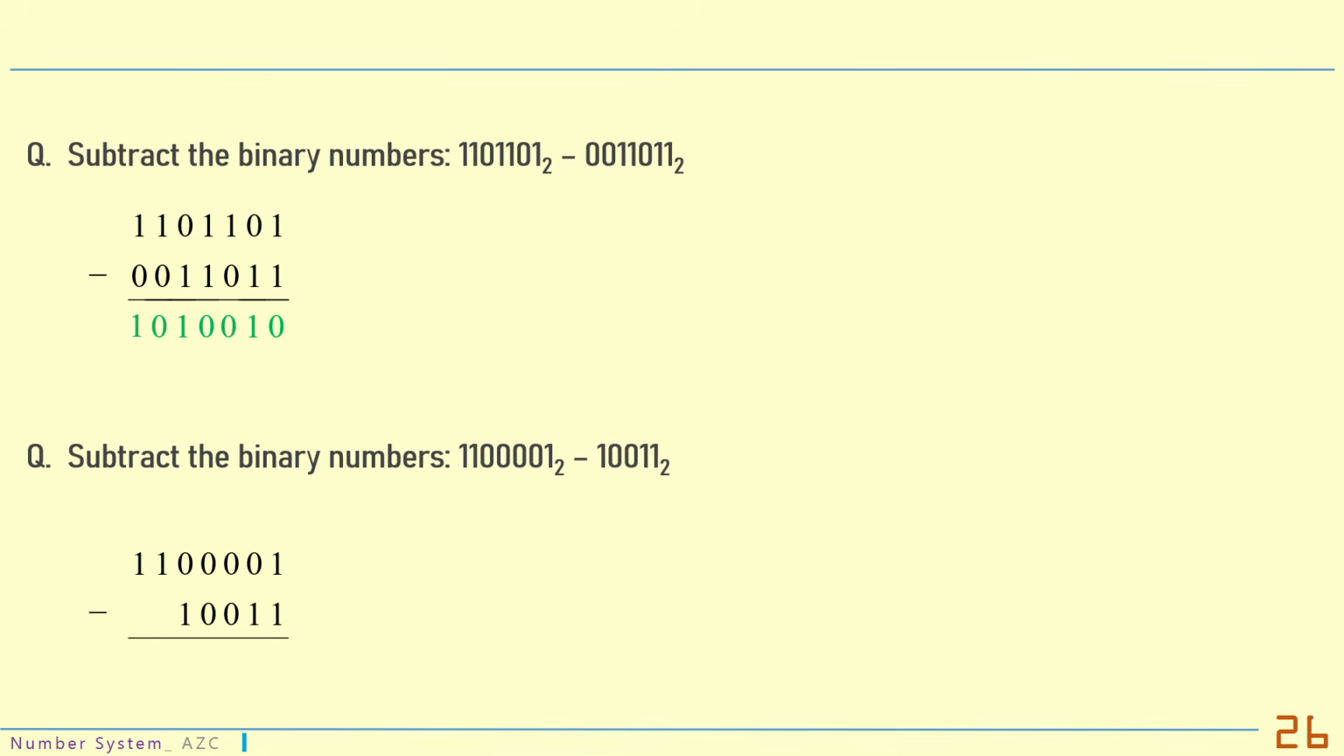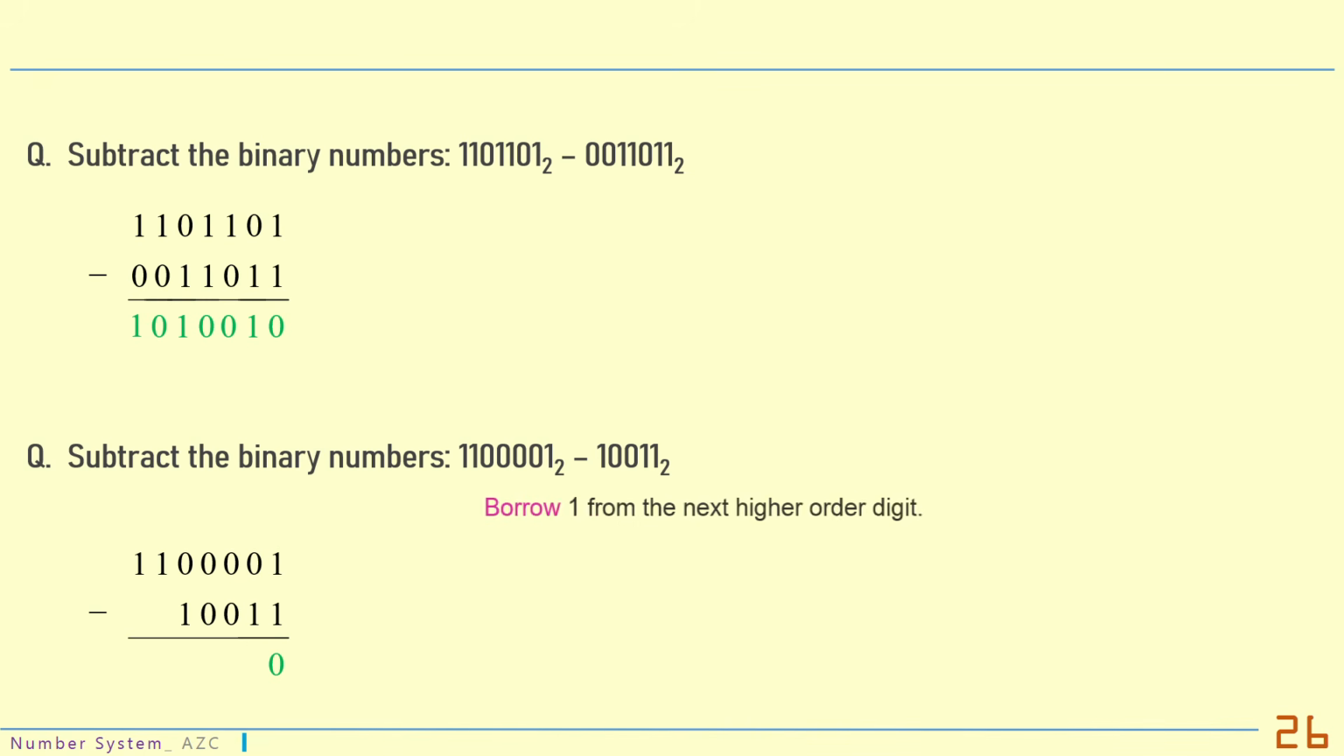Subtract the binary numbers 1 1 0 0 0 0 1 minus 1 0 0 1 1. 1 minus 1 is 0. Next is 0 minus 1. For this 0, borrow 1 from the next higher digit. But the next higher digit is also 0.